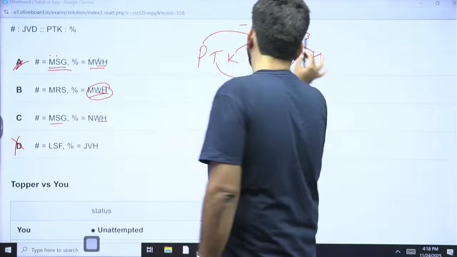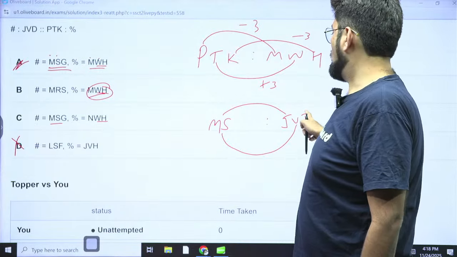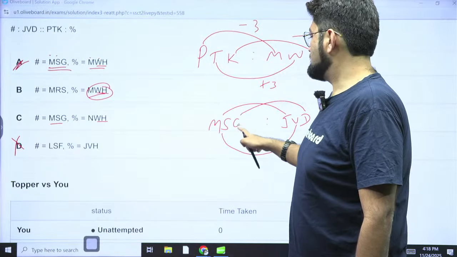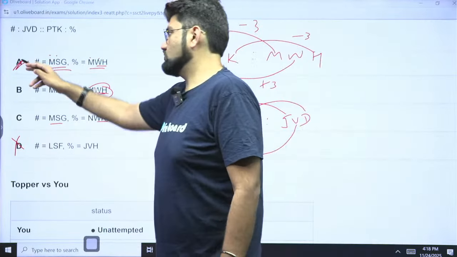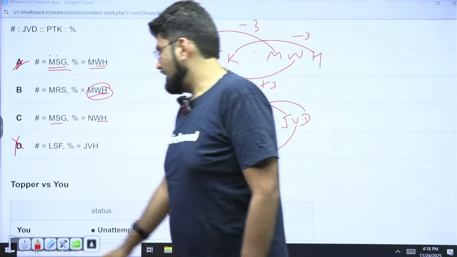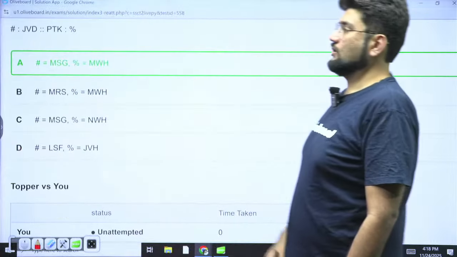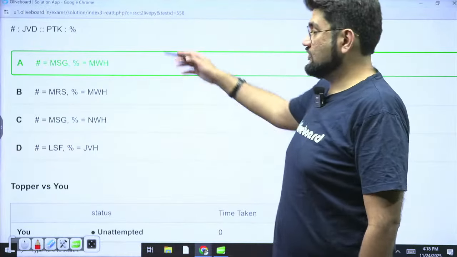So H plus 3 is 11. 8 plus 3. So 4 plus 3 should be 7. MSG is absolutely the correct answer. So option A is the right one. That is the best approach you can go ahead with for this particular question. Never ever solve each of the options.